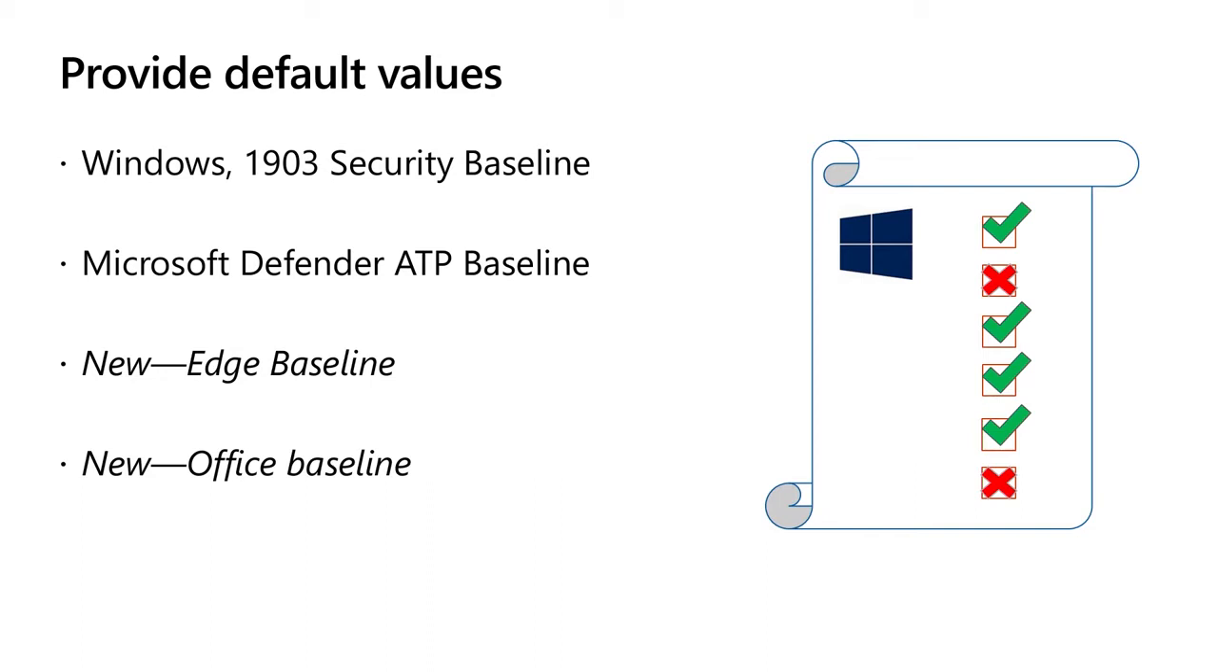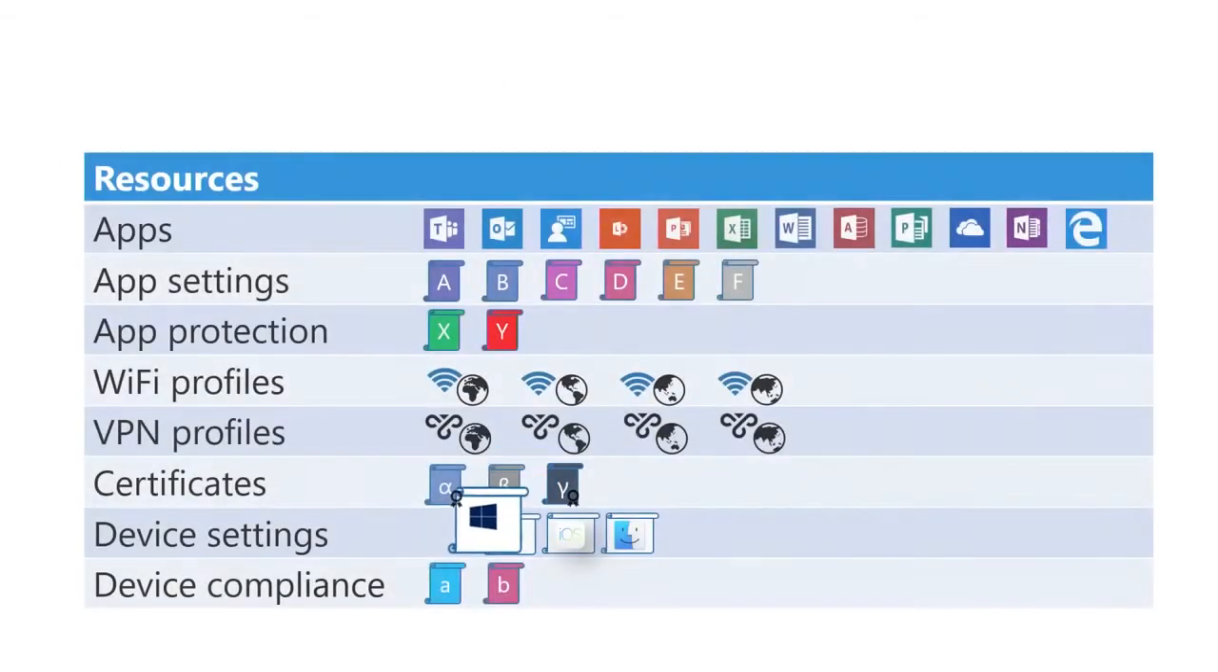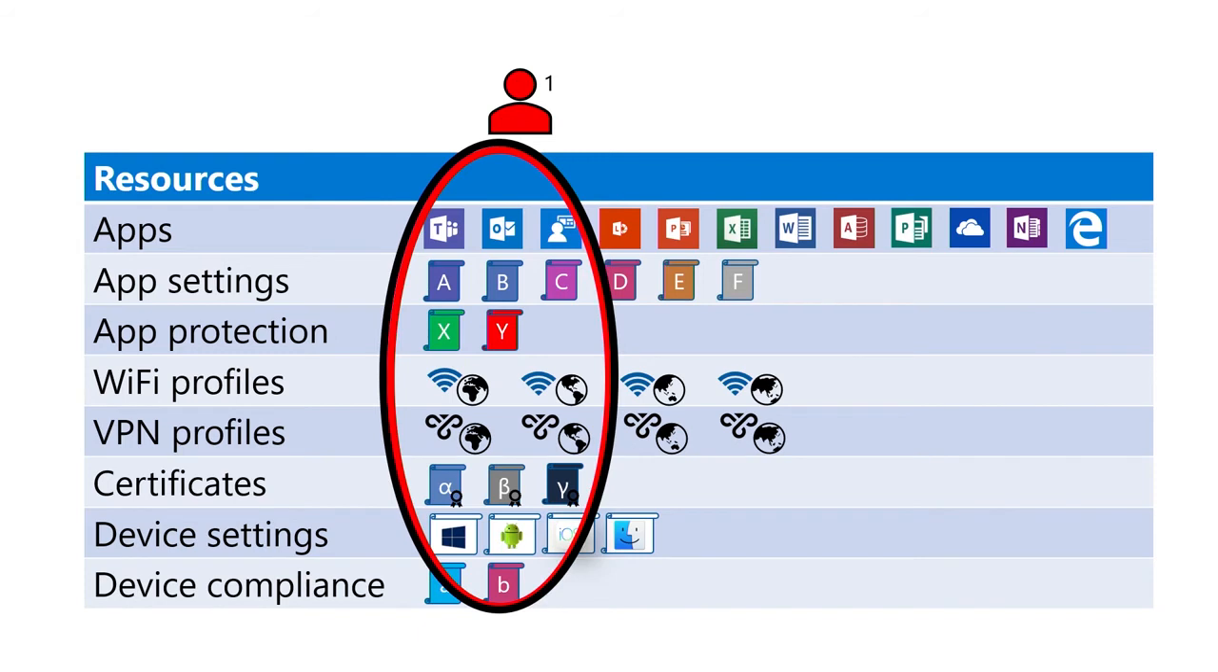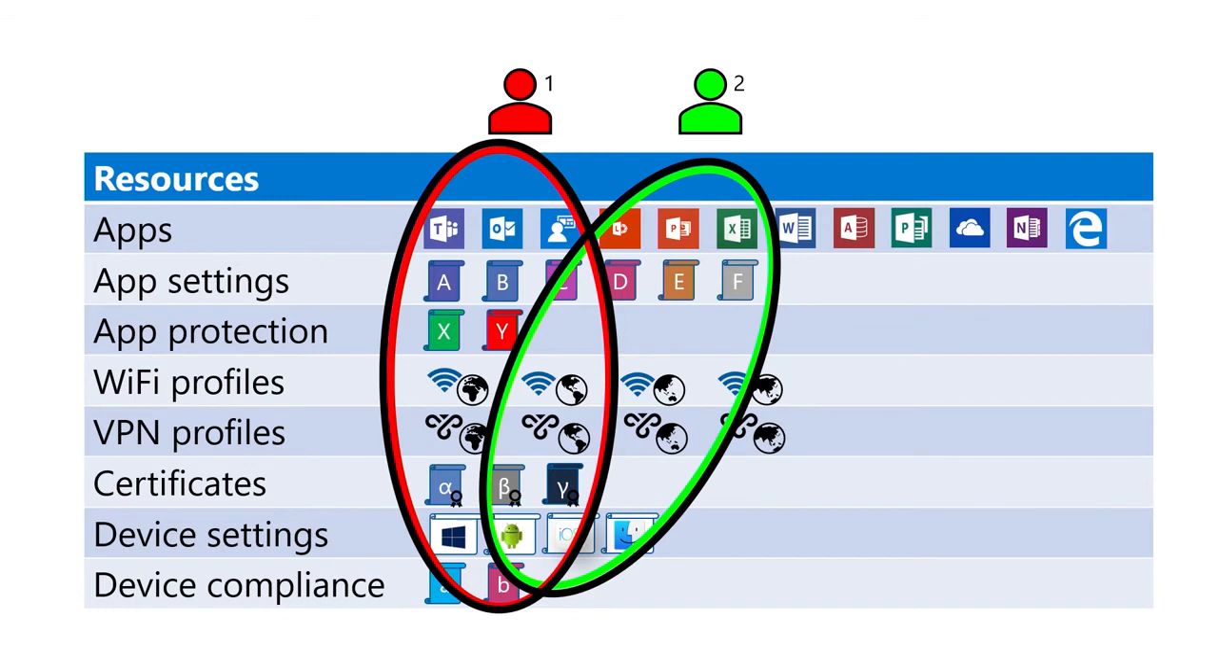But setting configurations is just one part of a whole host of resources. You have your apps, your app settings, app protection, Wi-Fi profiles, certificates, many, many different types of resources. And oftentimes, different users are going to need different intersecting sets of these resources, or different populations of devices might need a slightly different set or a different tweak on a profile depending on geolocation or how sensitive the information they're handling is.